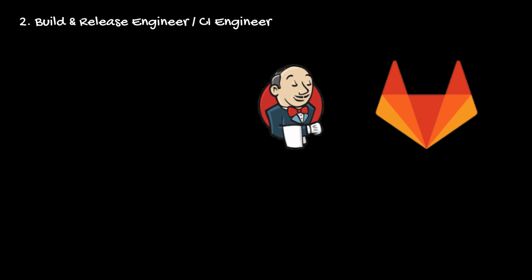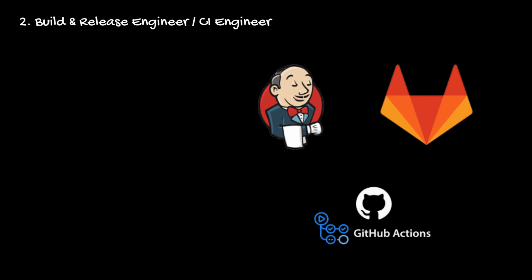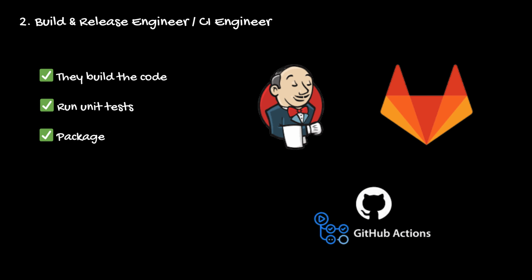Next is the build and release engineer, or CI engineer. Now, here is where automation begins. This person sets up pipelines using tools like Jenkins, GitLab CI, or GitHub Actions. They build the code, run unit tests, package it, and even trigger deployments. Basically, whenever a developer pushes code, this person ensures it is auto tested and packaged, ready for release. Think of them like a robot chef that instantly prepares food once the ingredients arrive.